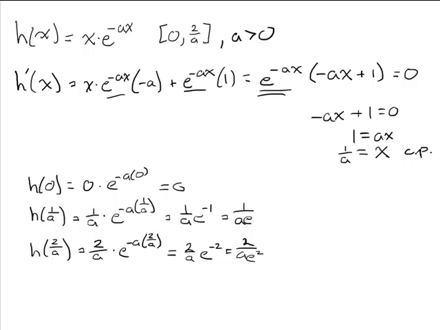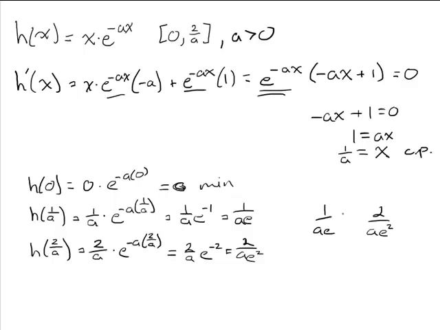So the question is, which of these two is larger? Clearly, a is positive, so these are going to be both positive numbers. So we already know our min is 0, and it happens at x equals 0. So we want to see which one's bigger, 1 over a e, or 2 over a e squared.